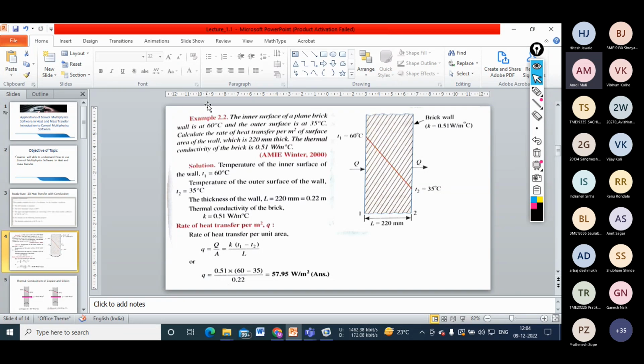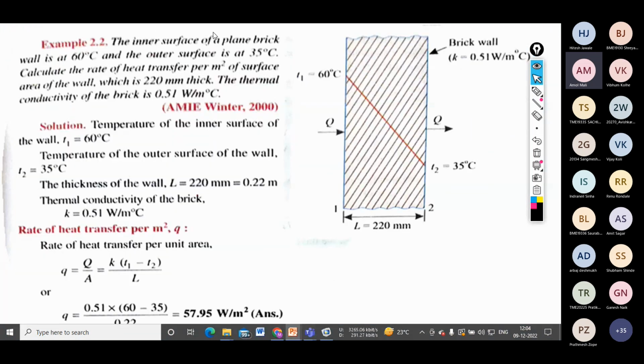So okay, here you can see this is a problem which I have taken from the R.K. Rajput book. In your syllabus also you have seen that you are using Heat and Mass Transfer by R.K. Rajput. So this problem is related to conduction. The inner surface of the plain brick wall is at 60 degree centigrade. So this side will be the inner wall, and this will be the outer wall of the brick wall. And the 60-degree temperature is at which side? Left hand side. And at the right hand side, how much is the temperature? 35 degree centigrade. So calculate the heat transfer per meter square of the surface area.